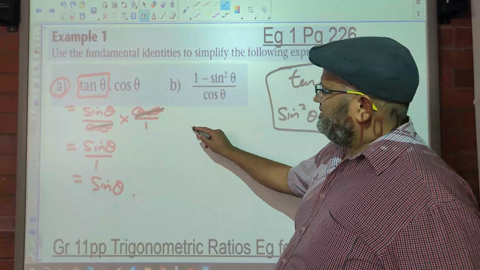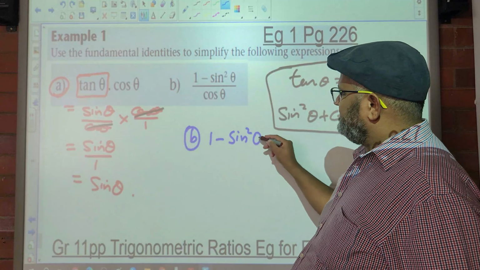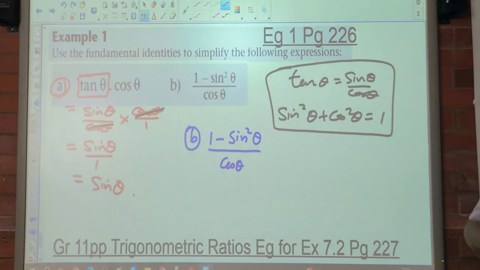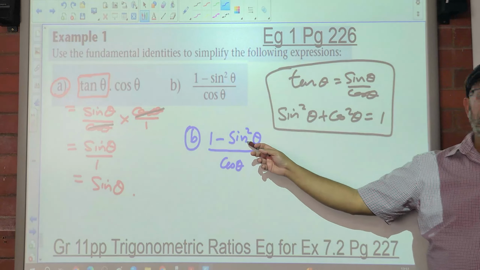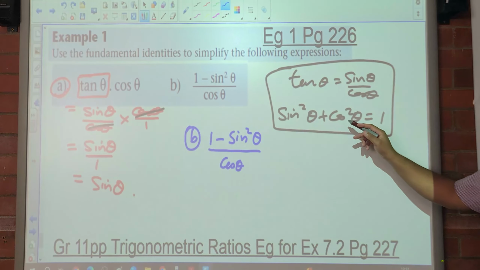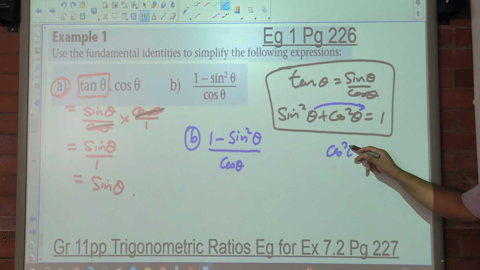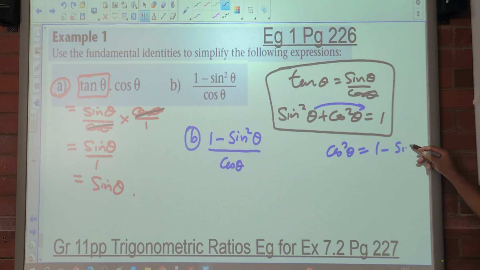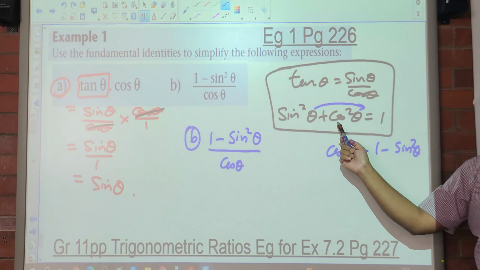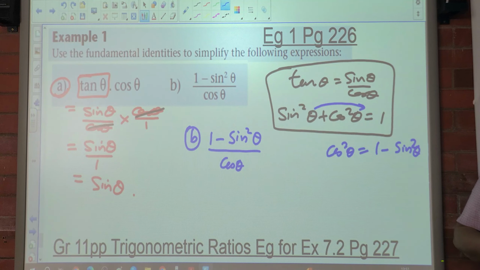Let's look at B. B, you got 1 minus sine square theta over cos theta. So what is 1 minus sine square theta also equal to? Cos square theta. Remember earlier on we take that over the equal sign. Then you got cos square theta is equal to 1 minus sine square theta. Or we say that 1 minus sine square theta is equal to cos square theta, or sine square theta is 1 minus cos square theta.